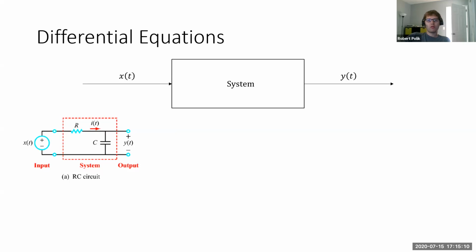And so we can write an equation for the circuit, basically just saying x of t, the voltage across here, is the same as your voltage across your resistor, IR, plus your voltage across your capacitor, y of t. And in fact, we know that our current through math and physics is the capacitance times dy dt. So if you don't remember that, that's not a big deal.